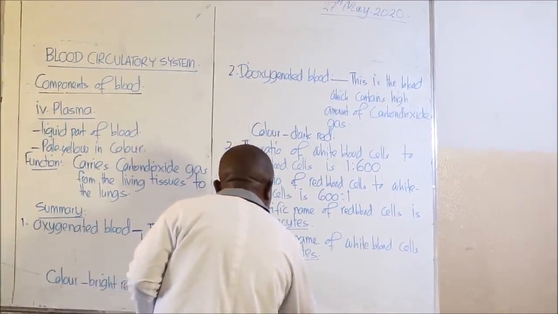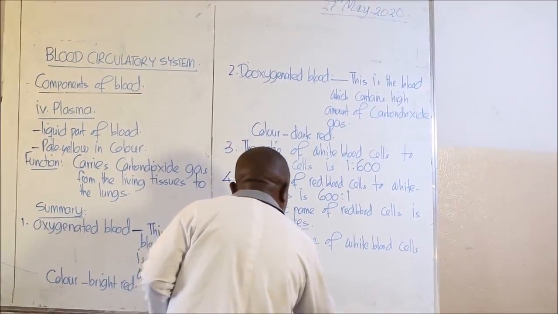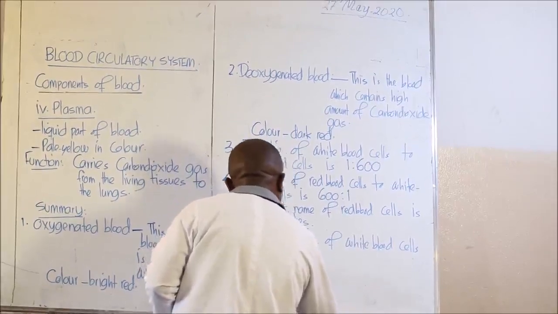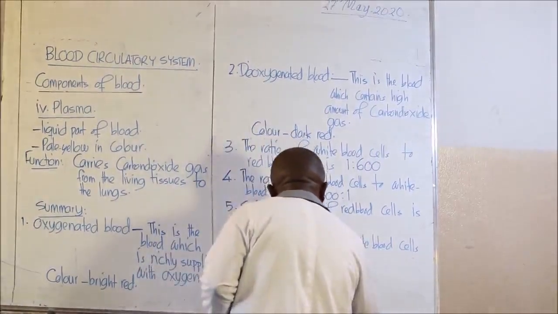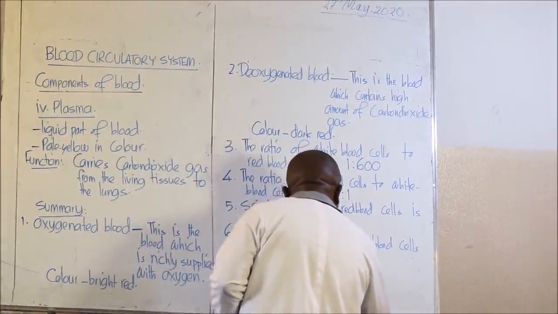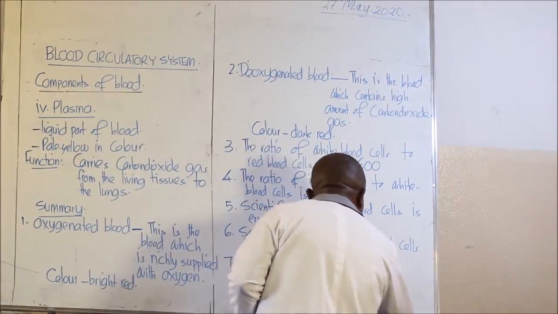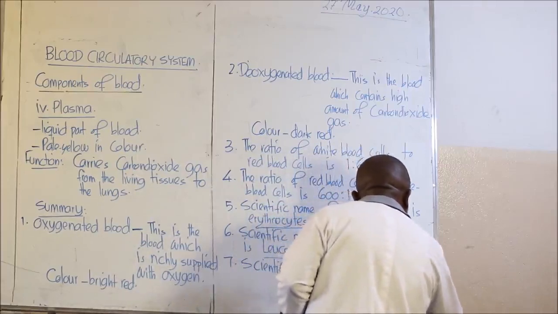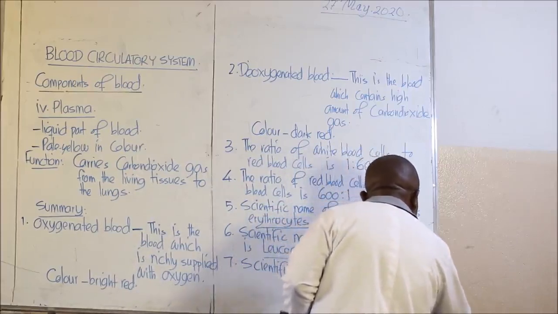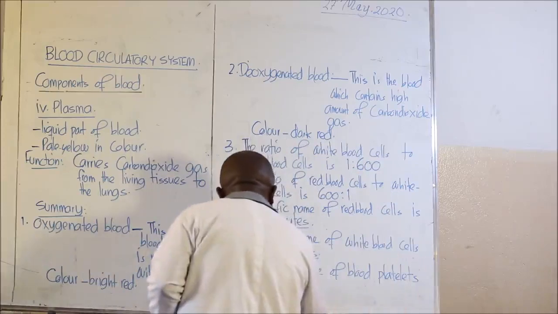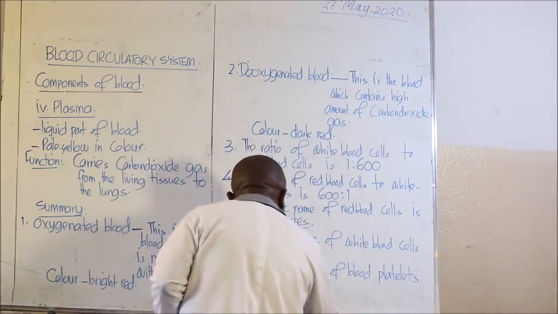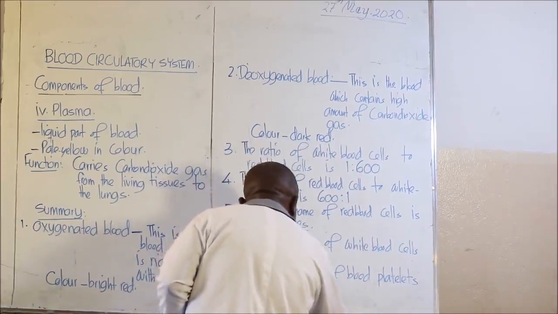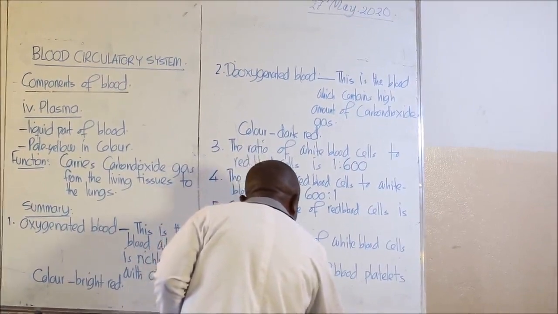Number 7, the scientific name of blood platelets. Some people call them platelets. The scientific name of blood platelets, which are very, very important in blood clotting, is thrombocytes.